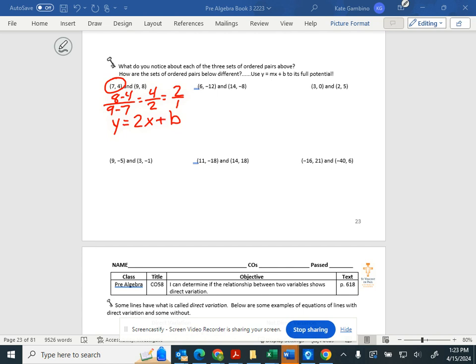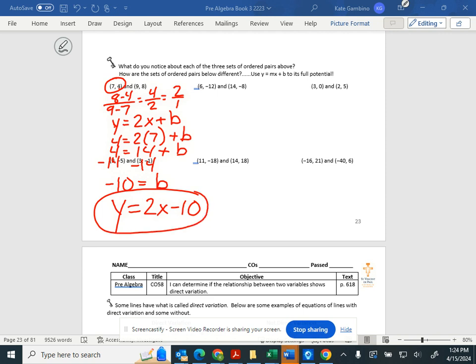So that means I'm going to take my x and my y and I'm going to plug them in for the x and the y. So my y is 4, my x is 7, plus b. Then I do my opposite operations. 2 times 7 is 14. It's a positive 14, so I want to subtract 14. So I get negative 10 equals b. Now I take that and I put it into the y-intercept form.